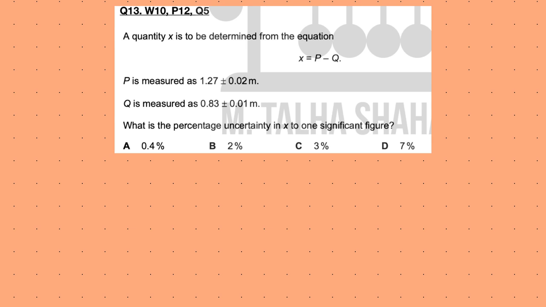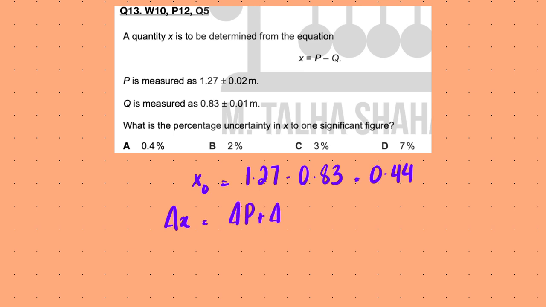Now what this means is that if I have to calculate the principal value of x, that is very straightforward. P minus Q, which is 1.27 minus 0.83, and this turns out to be 0.44. And now for the absolute uncertainty, delta x, I know that's going to be delta P plus delta Q. So that means I'm going to add the absolute uncertainties. So 0.02 plus 0.01, which is 0.03.